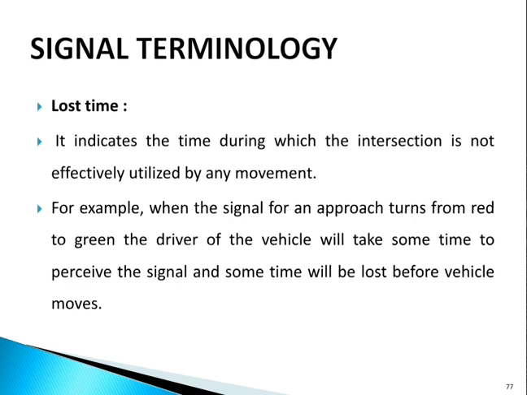And the last one is loss time. It indicates the time during which the intersection is not effectively utilized by any movement. For example, when the signal for an approach turns from red to green, the driver of the vehicle will take some time to perceive the signal and some time will be lost before the vehicle moves.